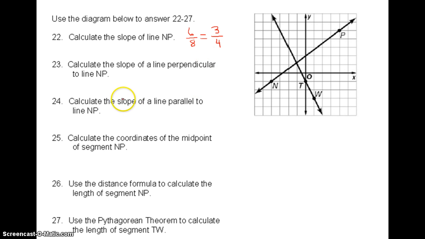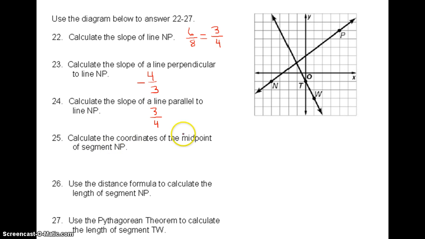Done. Calculate the slope of a line perpendicular to line NP. Well, if this slope is 3 over 4, perpendicular to that has to be the opposite reciprocal. So a reciprocal would be 4 over 3. Since this is positive, the opposite would be negative. Calculate the slope of a line parallel to line NP. Well, if two lines are parallel, they have the same slope, so NP's slope and the line parallel to NP would be the same, 3 over 4.